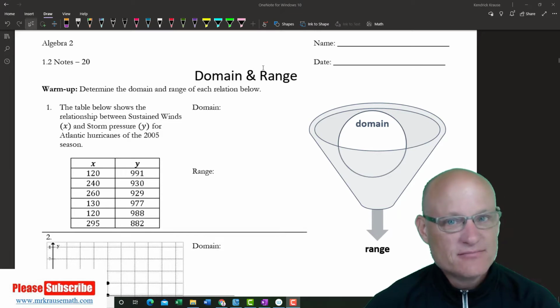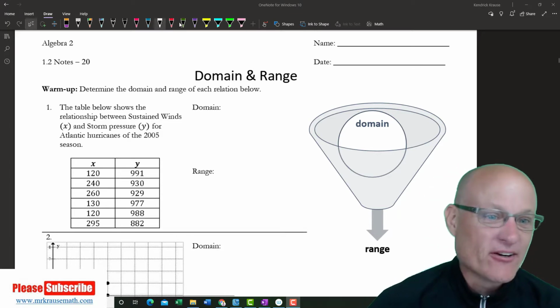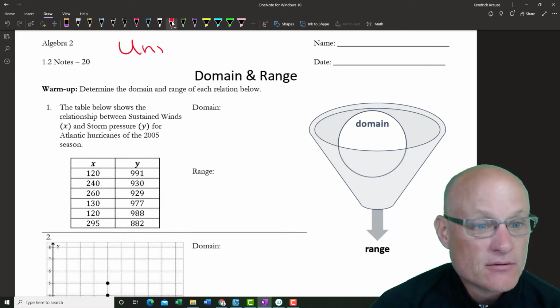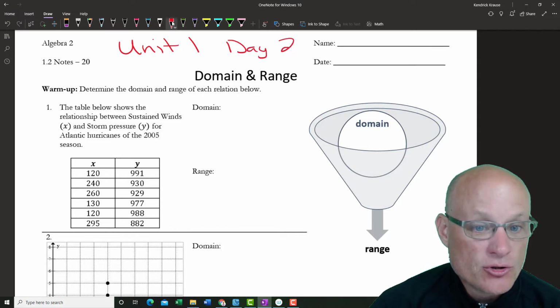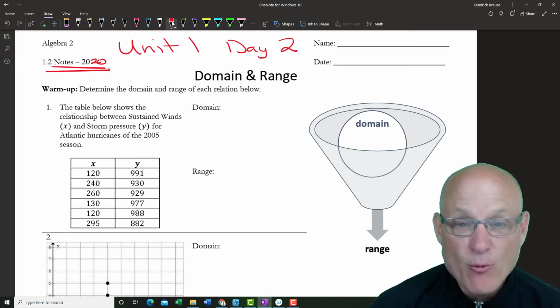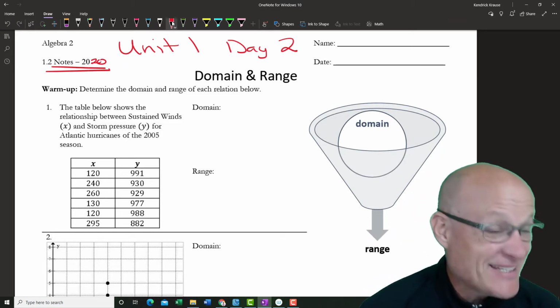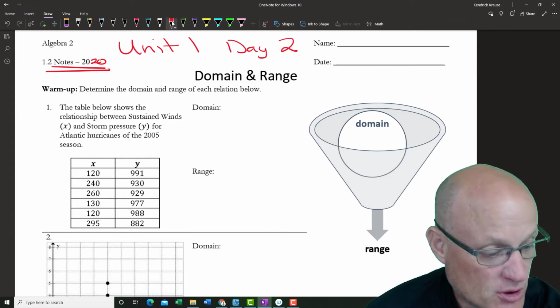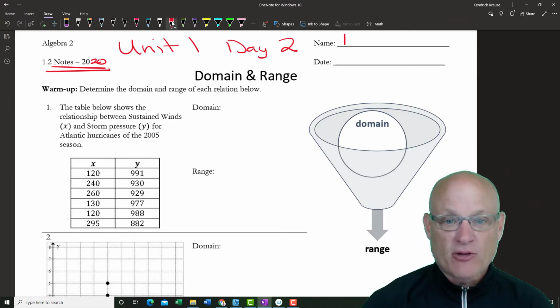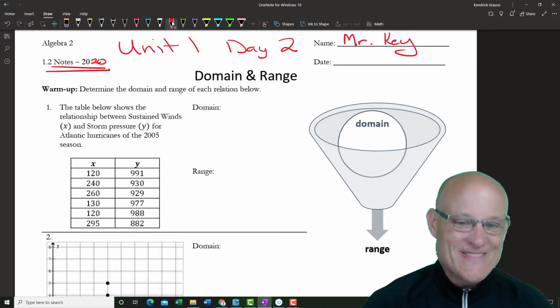Of math. Okay, hopefully you're here to learn something. That's cool. Okay, we are on Unit 1, Day 2 Notes. And this is 2020. Woohoo! Okay, again, today's stuff is just a little bit of review from some things that you've done in the past in algebra. My name is Mr. Krause, but for the next 45 minutes, you can call me Mr. Key, because I got all the answers.